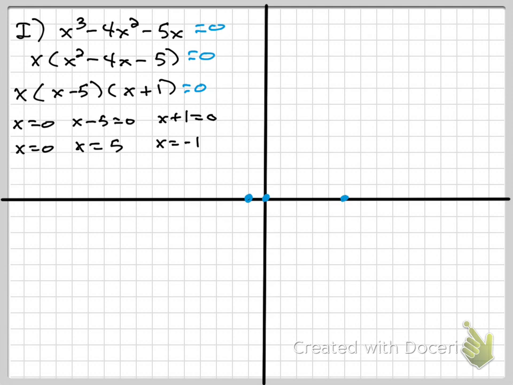Again, my original polynomial is x cubed, so we'll have that snake-type shape from going up from left to right. No bounce points there.